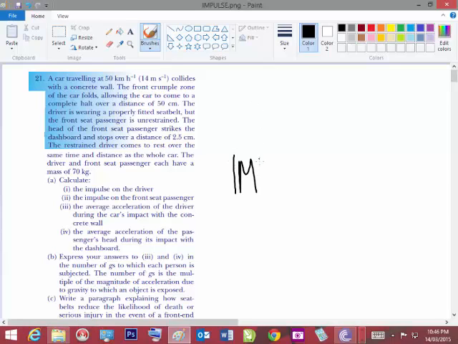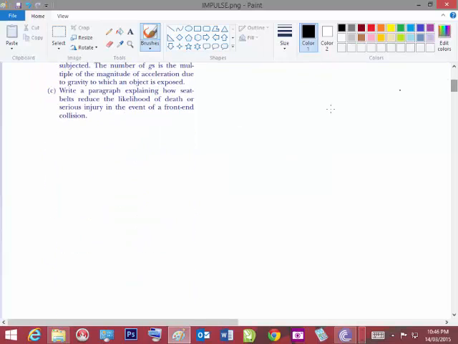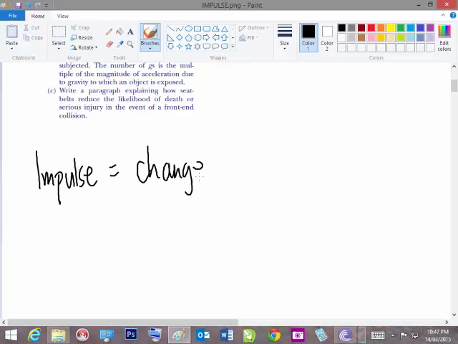Okay, impulse, quite an interesting topic. Let's start with the basic definition. Impulse is equal to change in momentum. That's the first thing you have to understand.